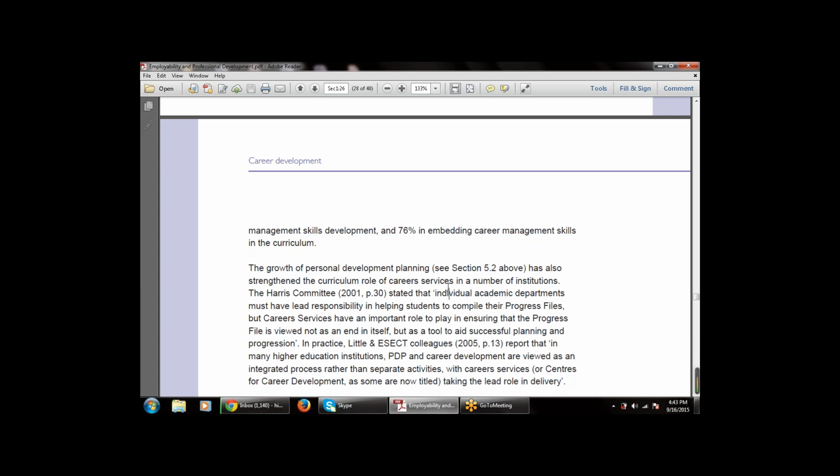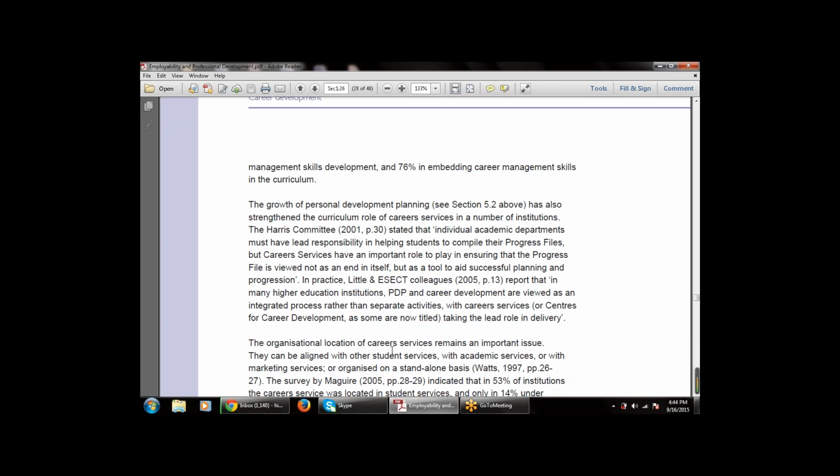Students are preparing and compiling the progress files, but career services also plays an important role in ensuring that the progress file is viewed not as an end in itself, but also as a tool to aid successful planning and progression. That is personal development planning.